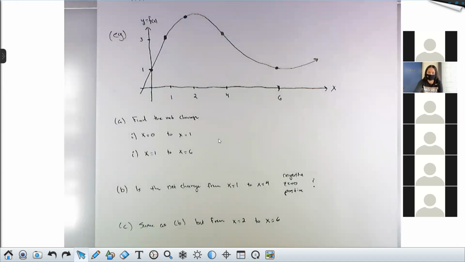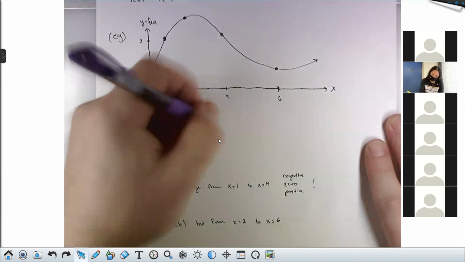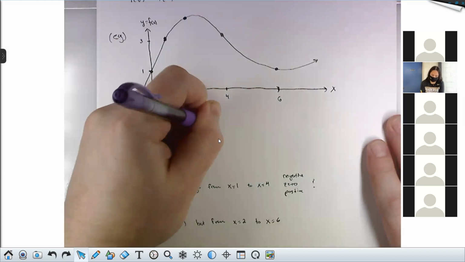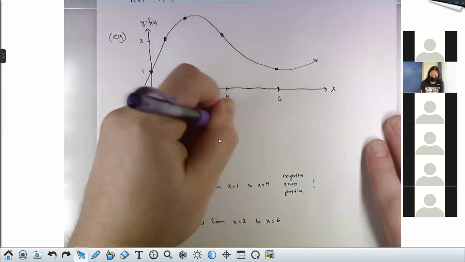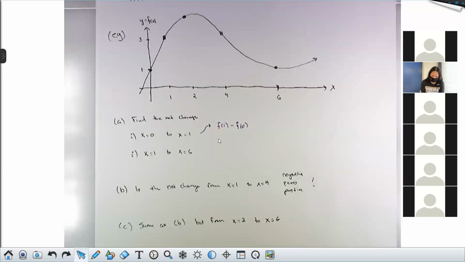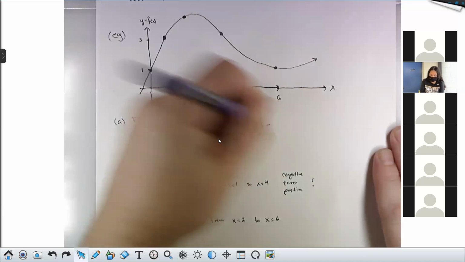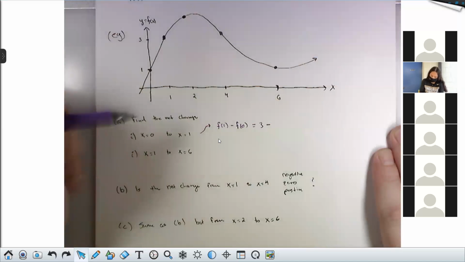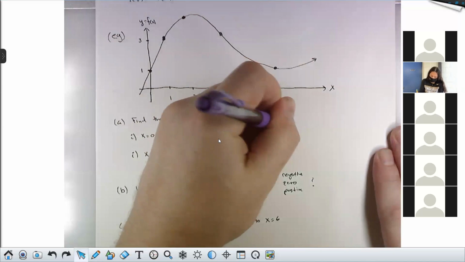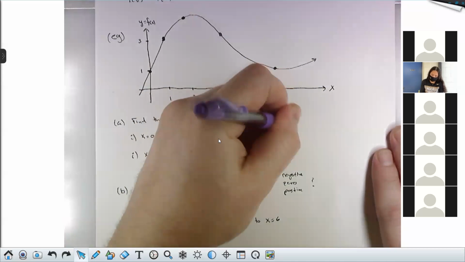All right. So if I'm going to find the net change from x equals 0 to x equals 1, this thing is going to be f of 1 minus f of 0. Right? That's the definition. It's just f of b minus f of a. f of 1, we said is 3. So that's 3 minus f of 0, which we said is 1. So the net change from x equals 0 to x equals 1 for this function is 3 minus 1, or 2.